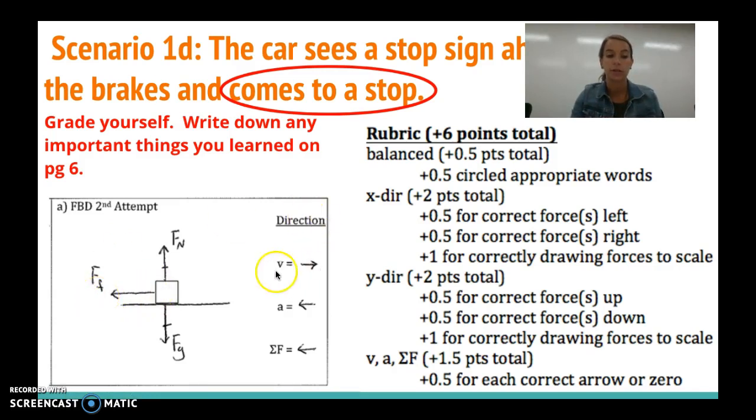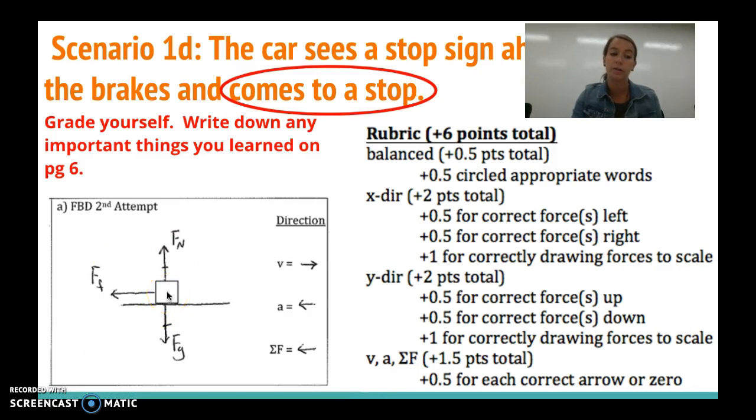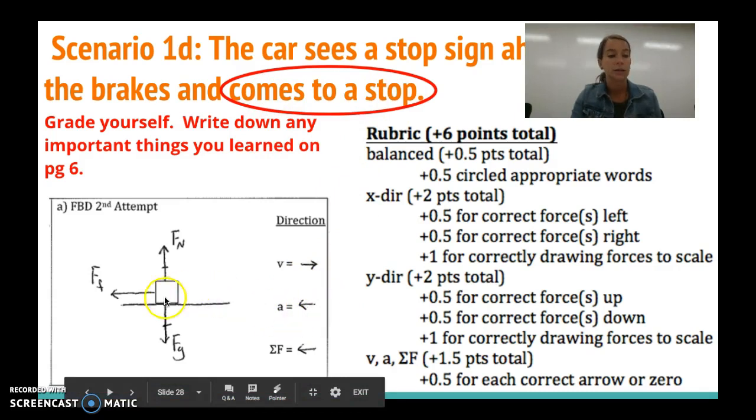So let's talk about the directions. Velocity still to the right. Looking at this picture, it's hard to tell, but this car is moving to the right. How do we know? Because friction's going to the left. Acceleration must be opposite of velocity. If we're slowing down, these two are working against each other. So acceleration's to the left. And looking at my picture, the net force, where is there force left over? What's going to win? This force going to the left, this force of friction.